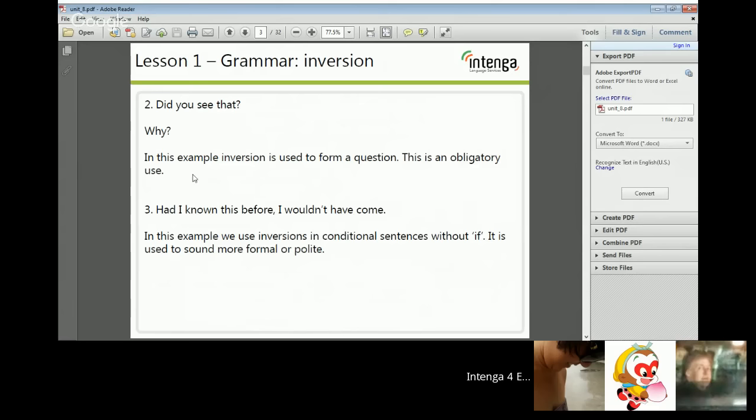Oops, sorry, that's my necklace. It's a long, long necklace that's hitting the table.